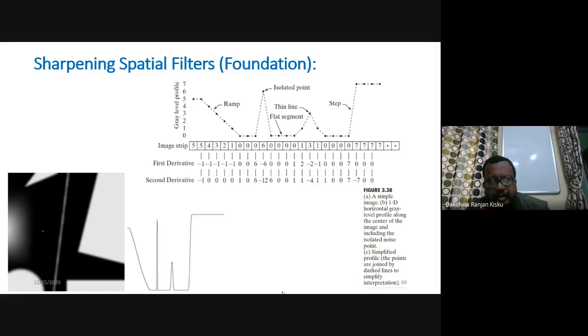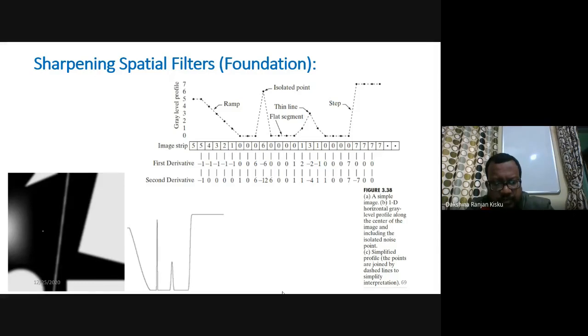So that can be realized by this diagram. Okay, so if we apply the first derivative on the flat segment, here you can see the horizontal line. If we take an image, on the left hand side you can see an image. This image consists of some solid objects, a straight line and a noise point or isolated point. Okay, so this is the image, and we can get a horizontal profile of this image which is given in this slide.